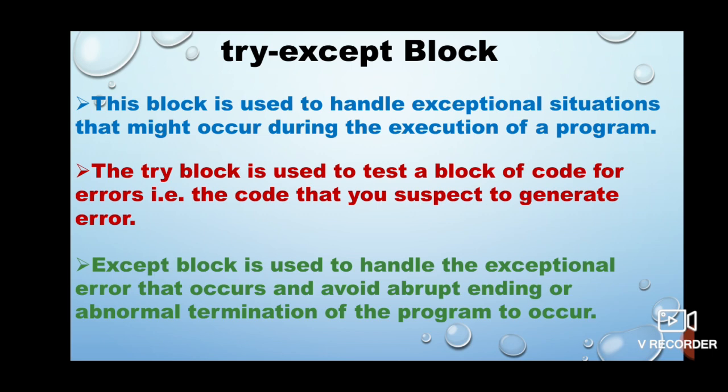The try block is used to test a block of code for errors. That is, within the try block you write the code which you suspect will generate an error. And within the except block you write the code to handle that exceptional error and avoid abnormal termination of the program.